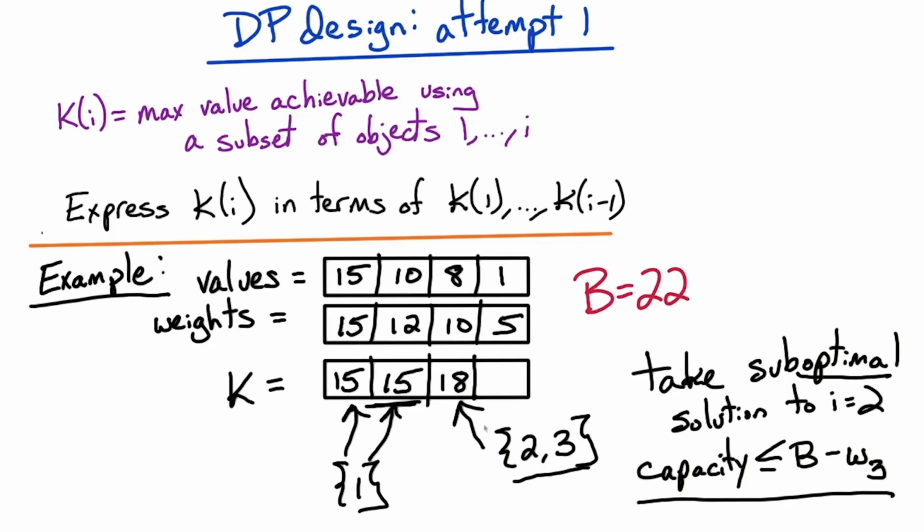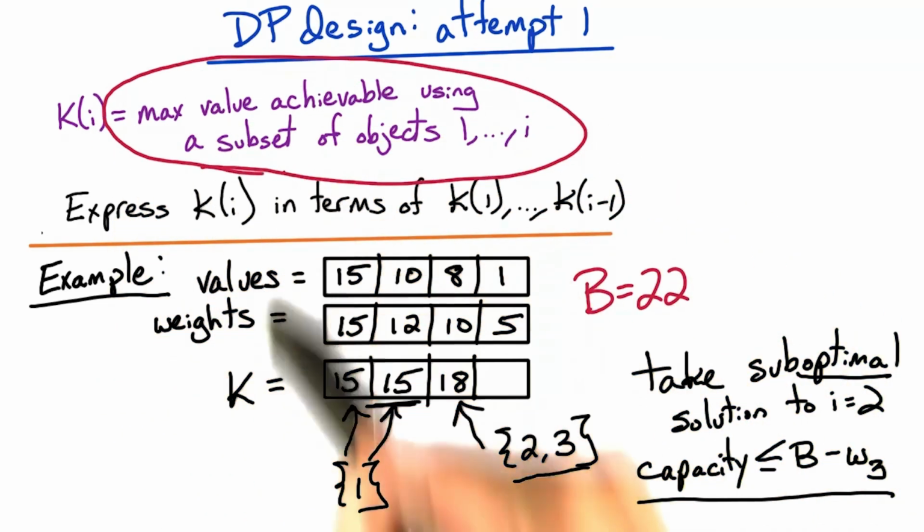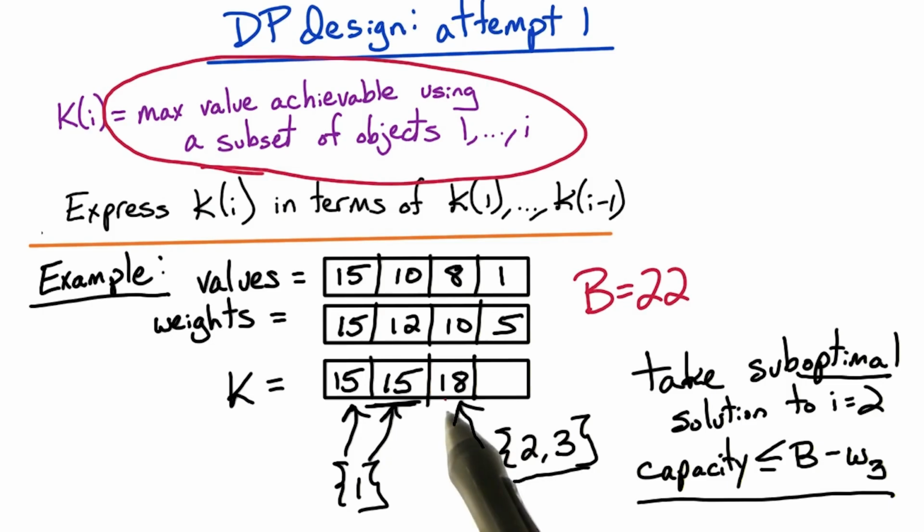What we see from this example is that this definition of the subproblem does not suffice. We're not able to express K of 3 in terms of K1 and K2, because the solution to K of 3 does not build upon the solutions to i equals 1 and i equals 2. Instead, it uses a suboptimal solution to i equals 2. What is that suboptimal solution? That suboptimal solution has limited capacity available, in order to allow us to later add in object 3 and obtain a better solution for i equals 3.